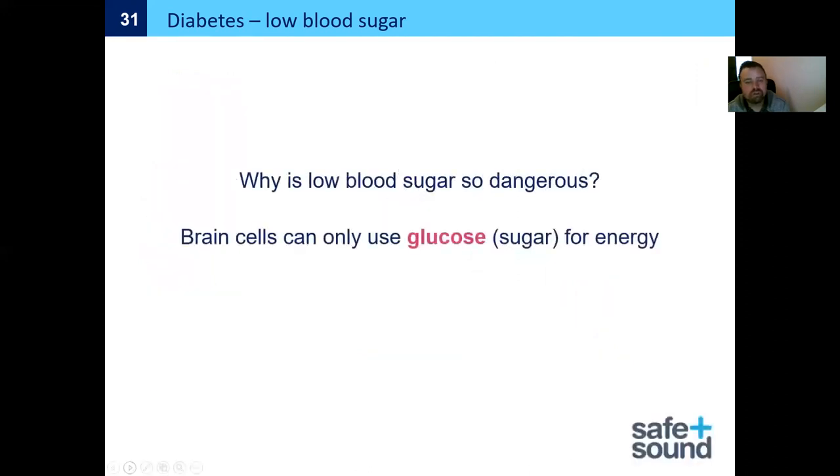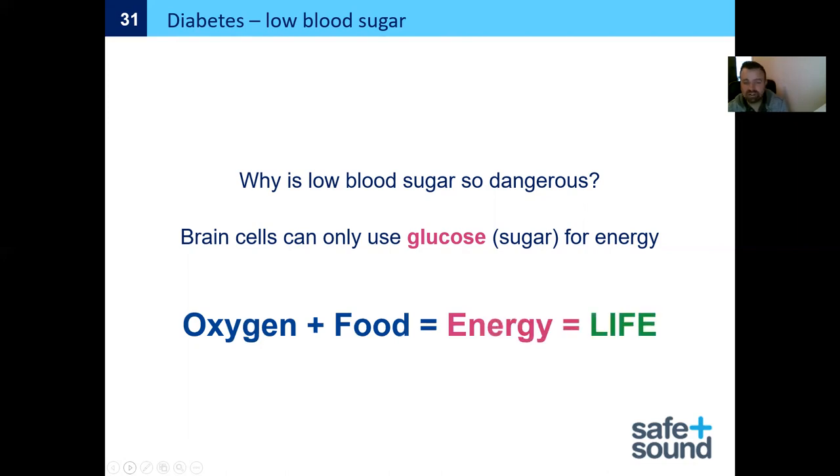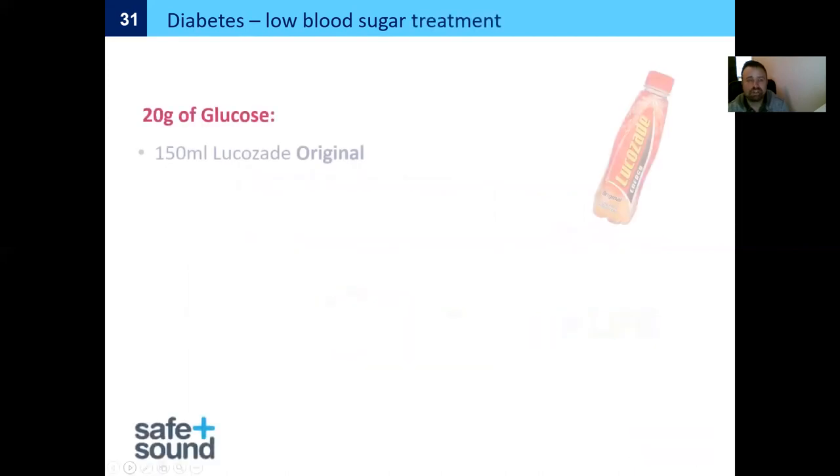So why is low blood sugar so dangerous? Being hypoglycemic is much more dangerous, and that's because the brain cells can only use glucose, sugar, for energy. So we need oxygen, we need food, that equals energy, and energy equals life.